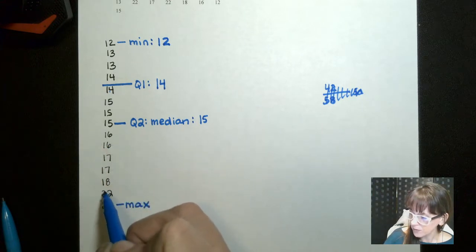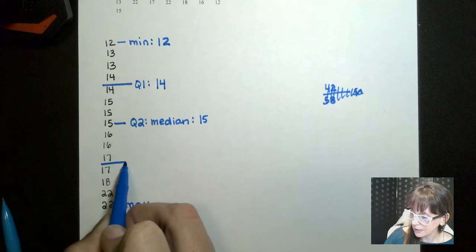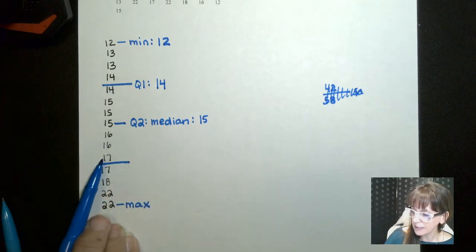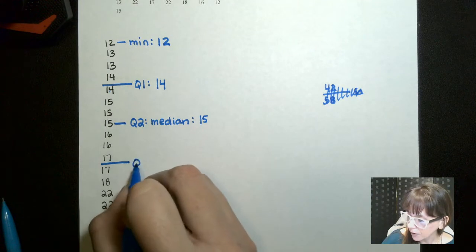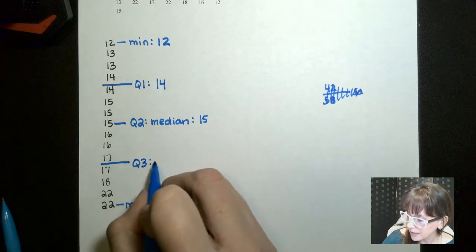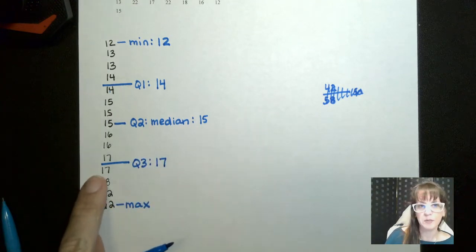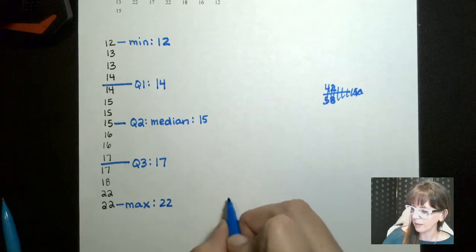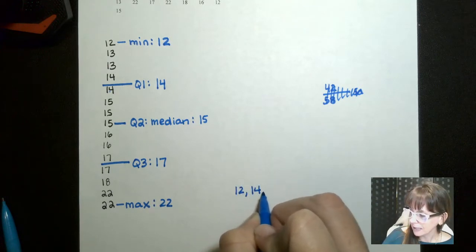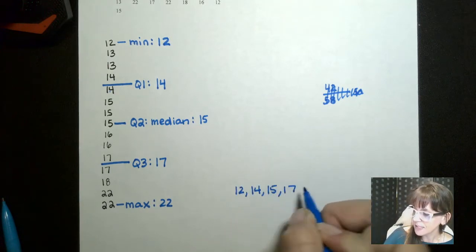So we've got 1, 2, 3. So right here, we've got 3 here and then 3 here, not including this guy right there. So our Q3 would be 17, because that falls right in between those 2 17s. So that's nice and easy. And our maximum is 22. So we have our 5 pieces of data now. We have 12, 14, 15, 17, and 22.